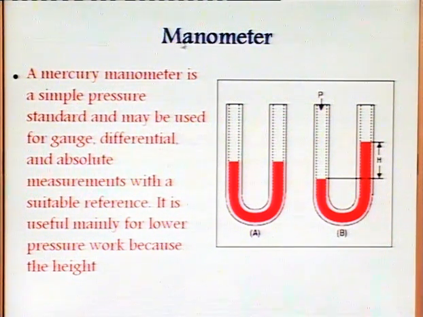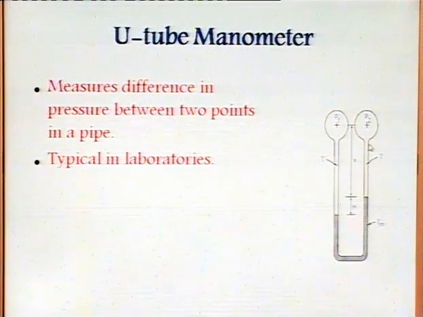So, in the manometer, this is a U-type tube. If the pressure is more on this side, the liquid rises up to this height and vice versa. If the pressure is more at this point, then the height will be more on the opposite side. This type of manometer is usually used in laboratories. It measures the difference in pressure between 2 points in a pipe.